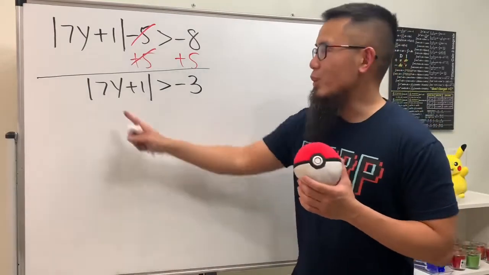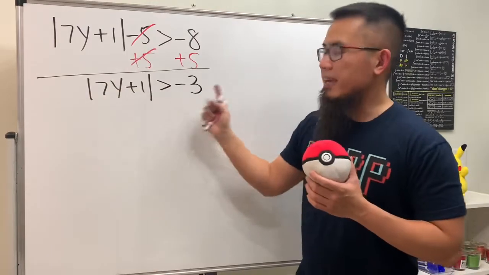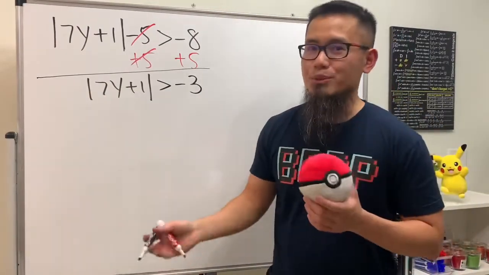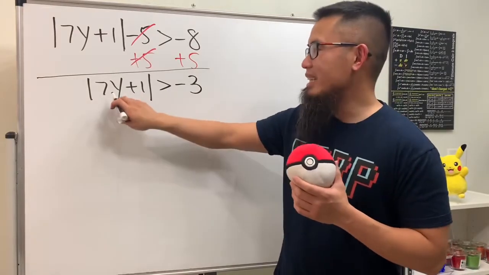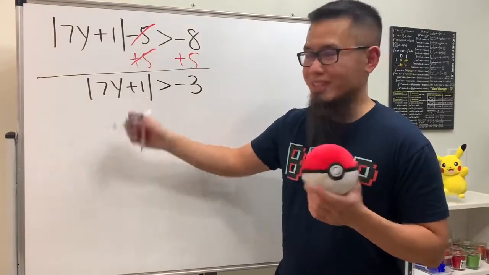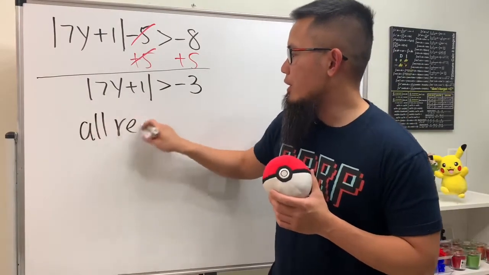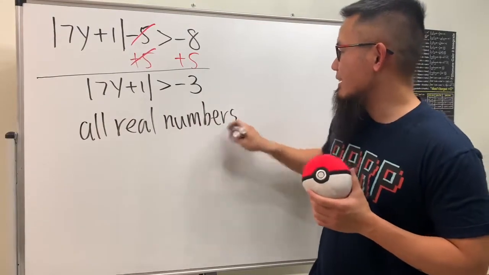So the truth is, when you have this inequality here, an absolute value is greater than a negative number, you have infinitely many solutions, and in this situation, you can plug in any value for y, and that will work. So the answer for this is all real numbers that will make this work.